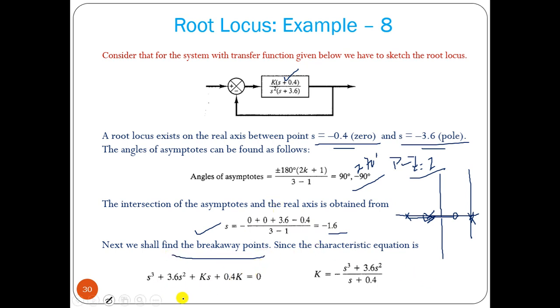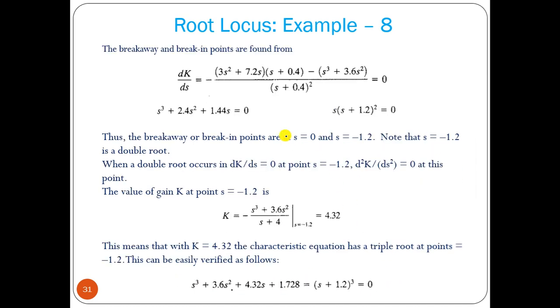So we have to form the characteristic equation, write K equal to what, then solve dK/ds equal to 0. What we can see here is that we have this equation. From that we can say we have breakaway points either at s equal to 0 or at s equal to minus 1.2, which is a double root. We have a double root, a square term.